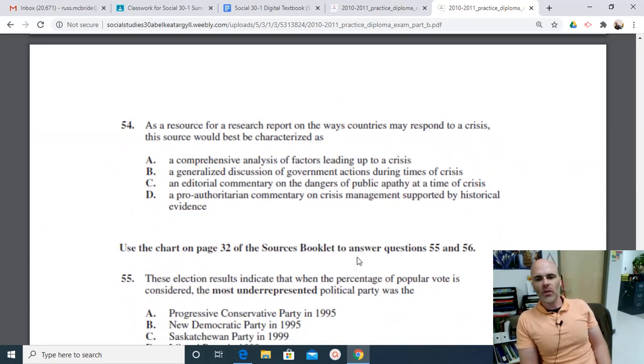As a resource for a research report on the ways countries may respond to a crisis, this source would be characterized as. I don't like these questions. I struggle on them. A comprehensive analysis of factors leading up to a crisis.